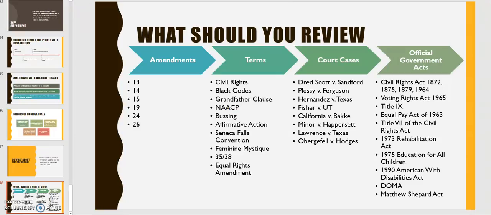All right, what you should review prior to your test: the 13th, 14th, 15th, 19th, 24th, and 26th Amendments. There are several terms there that you should be aware of. There are a handful of court cases that you should be aware of. We also have several that were mandatory court cases for this chapter. And then official government acts. There are tons of civil rights acts, tons of voting rights acts, the Equal Pay Acts. Have a decent idea of what these are. Very important. Any of these could show up on an AP test, so you need to know this information.